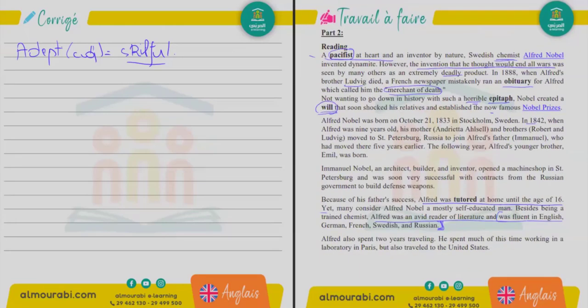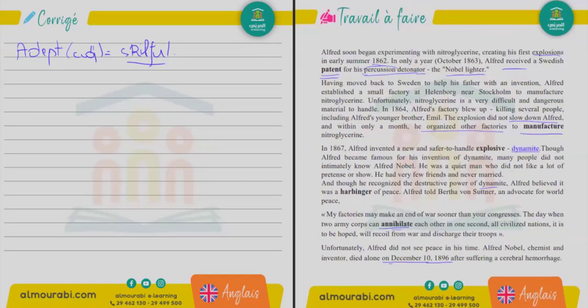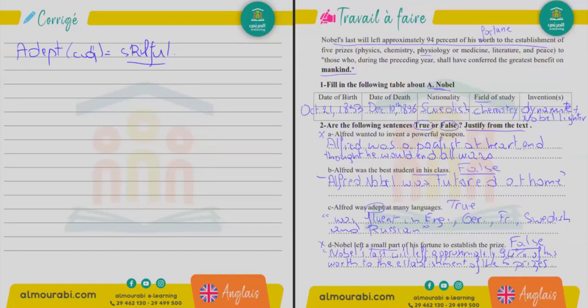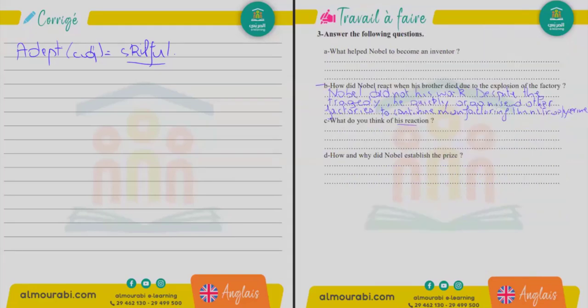Of course, this was by his inventions. So that was his intention, to end all wars. So he was a pacifist at heart. That corrects this idea that he wanted to invent a powerful weapon. Let's move on.